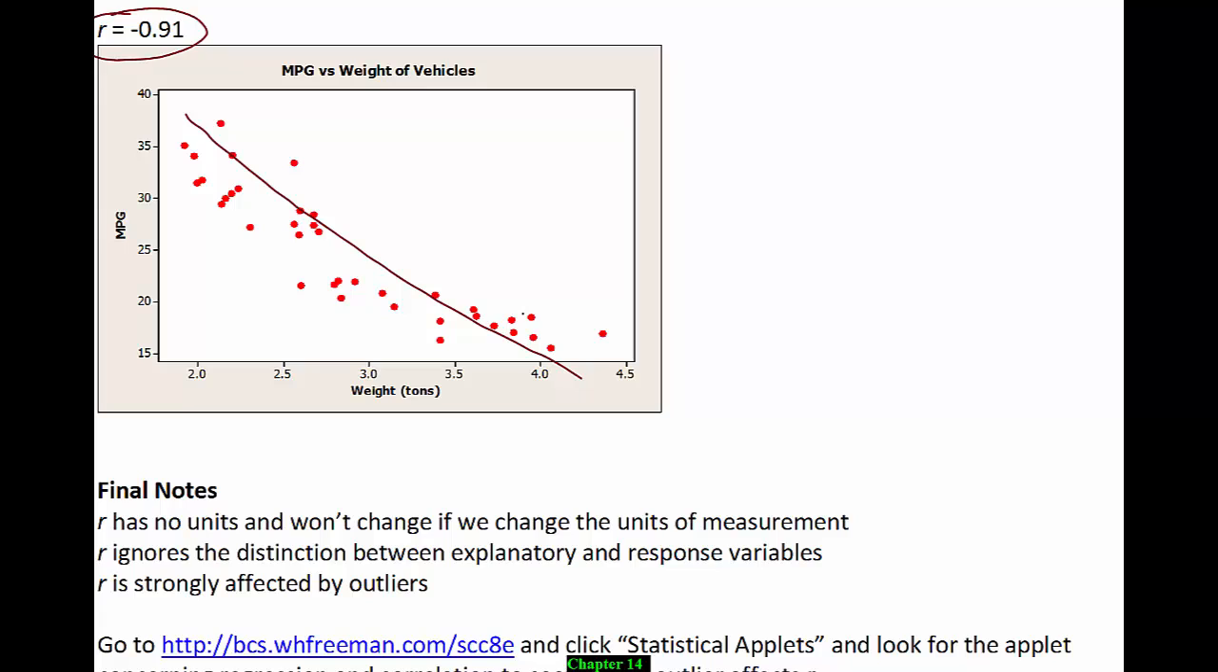So some final notes. r has no units and won't change if we change the units of measurement. It ignores the distinction between explanatory and response variables, and it is strongly affected by outliers. You should always start with a plot of your data. So always give a plot of your data when reporting r.